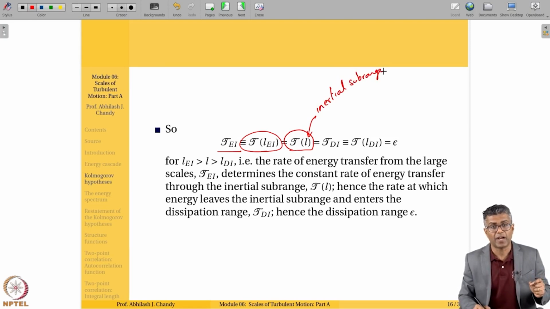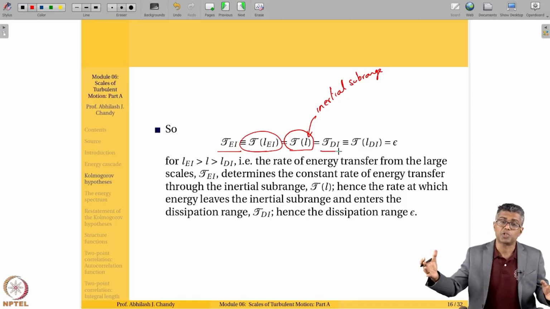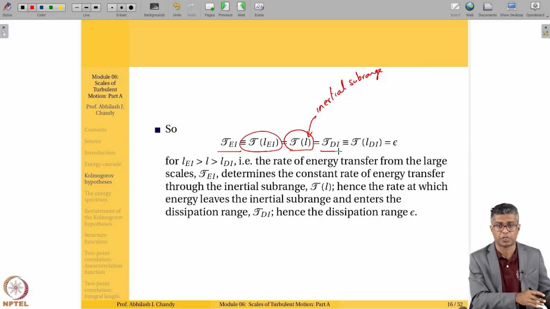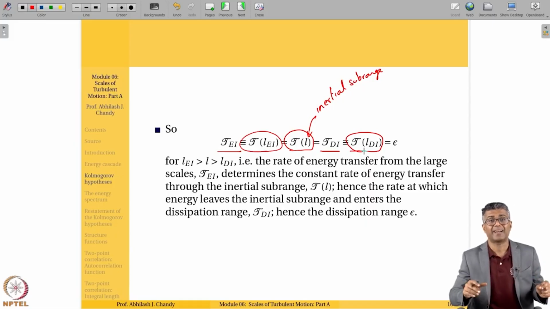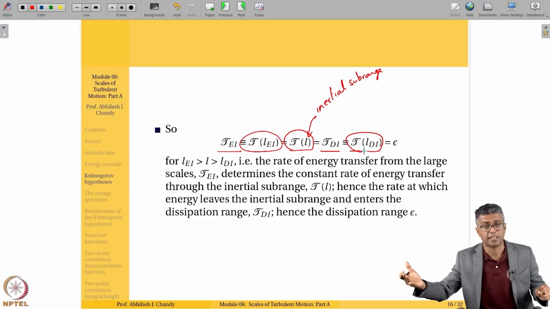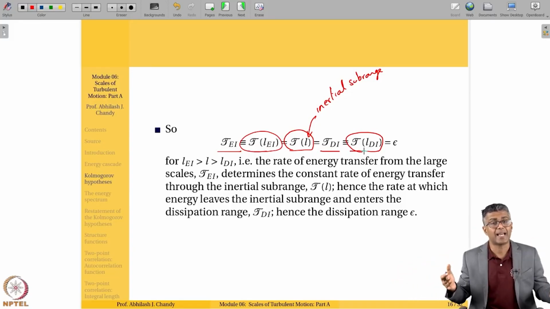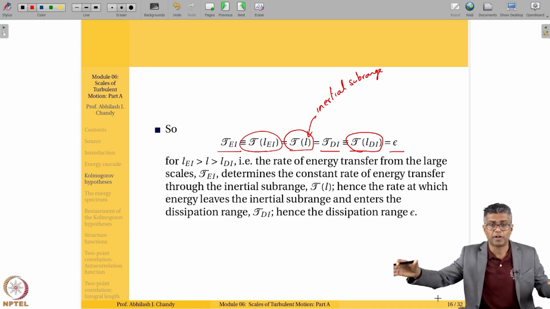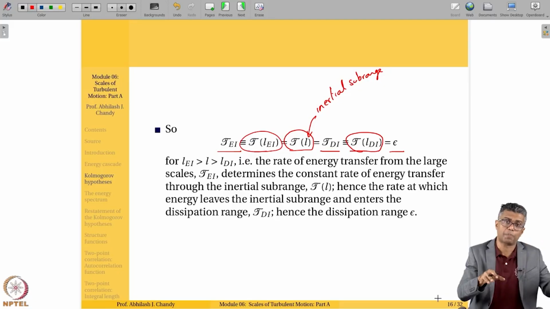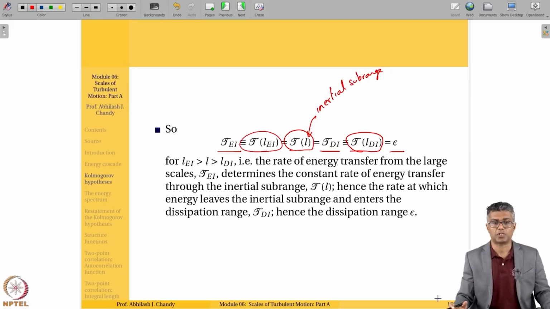And this T of L is the same as T of LDI, which is the rate at which energy is being transferred into the dissipation range. So that means what? It is the rate of transfer of energy from scales that are greater than LDI, or 60 eta, to scales that are less than LDI, or 60 eta, which is the same as epsilon. So this entire transfer from the energy containing range to the inertial subrange to the dissipation range is all equal to epsilon.